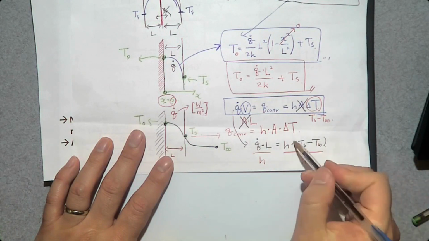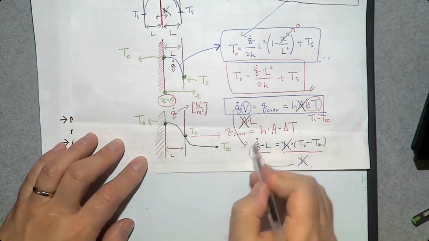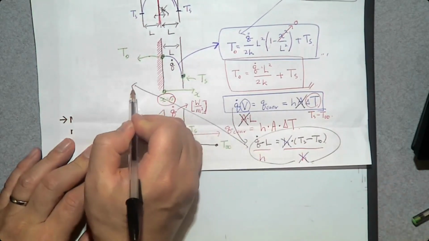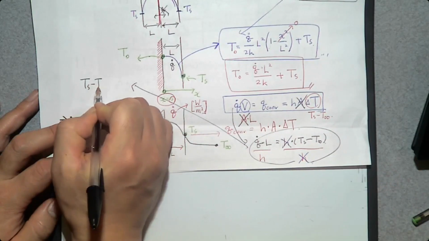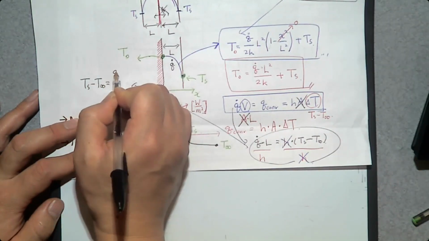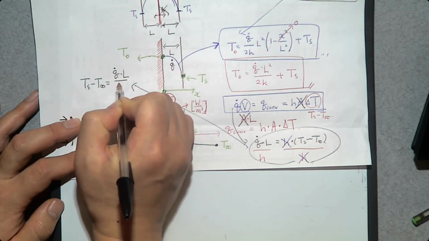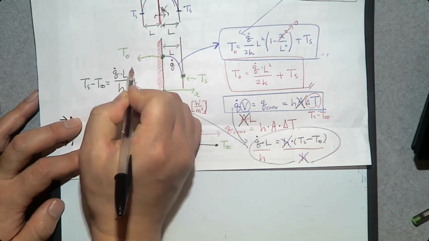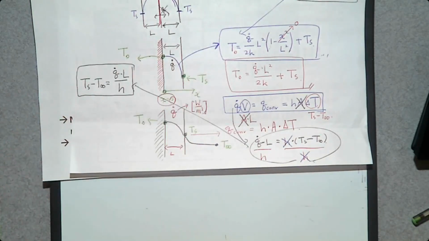Then you can remove this one. So from here, we can come up with one equation, which is Ts minus T infinite is going to be Q times the thickness of the plane wall L divided by the convective heat transfer coefficient H. That's how you determine the temperature difference between the surface and the surrounding fluid.